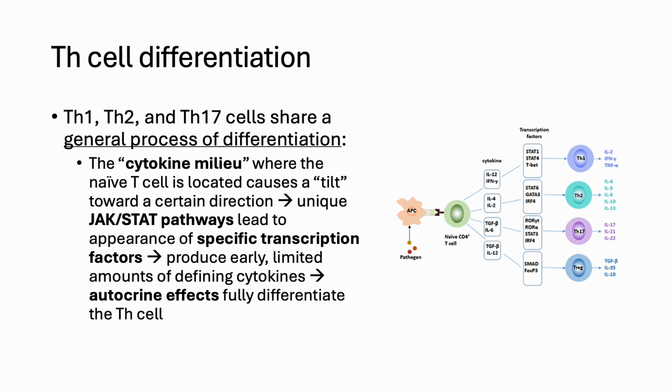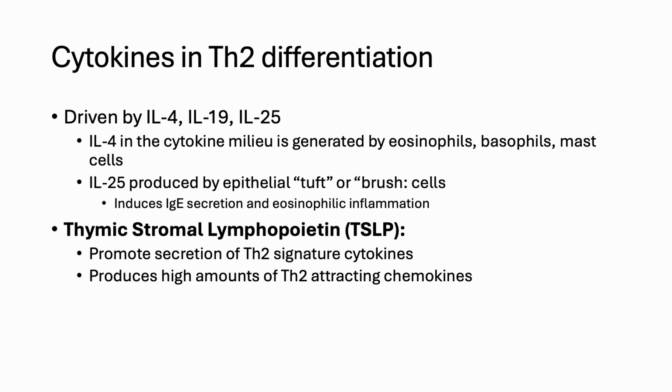And the way you get this cytokine milieu is really through the JAK-STAT pathways that we talked about, that lead to the appearance of specific transcription factors, which are going to start producing early amounts of these archetypal cytokines, and these cytokines are going to create that milieu, which then helps to differentiate the T cell. So let's talk about some of the cytokines that are related to Th2 differentiation.